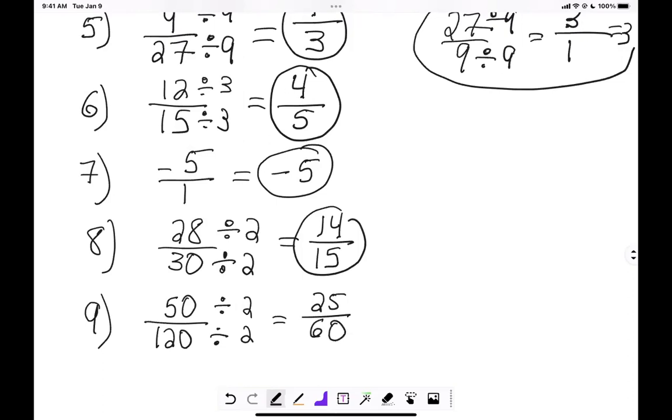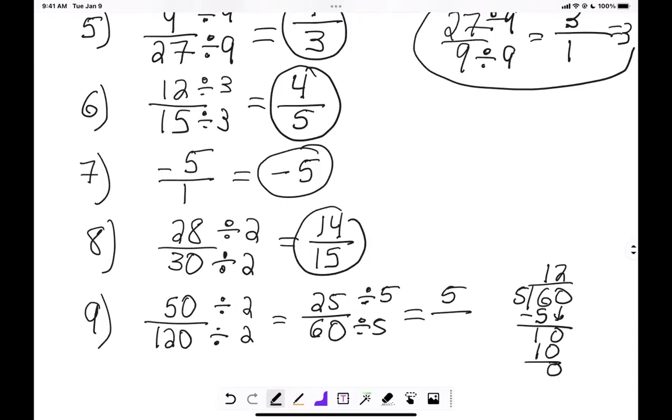And now we look at what you have. I have a 25 and a 60. They're not even anymore, but aren't they multiples of 5? So now I can divide by 5. So 25 divided by 5 is 5. And 60 divided by 5. Let's say I don't know what that is either, because maybe I don't. That's 1, bring down the 0, 2, that's 10. So it's 12. Can I simplify any more?